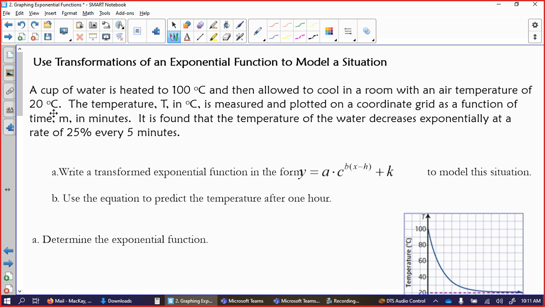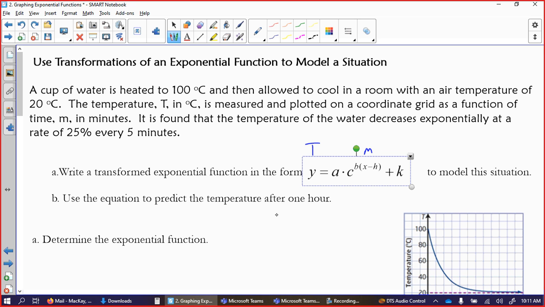There are two examples about writing an equation, and where I stole this, used C as the base because B is our vertical stretch, horizontal stretch. A cup of water is heated to 100 degrees Celsius, then allowed to cool to a room temperature of 20 degrees. The temperature T is plotted on a coordinate grid as a function of time. So this is temperature, this is X is minutes.